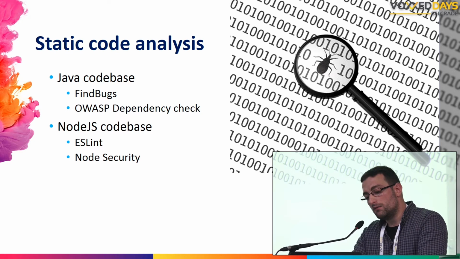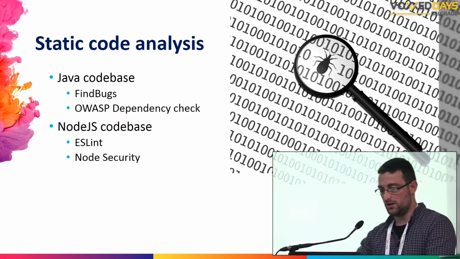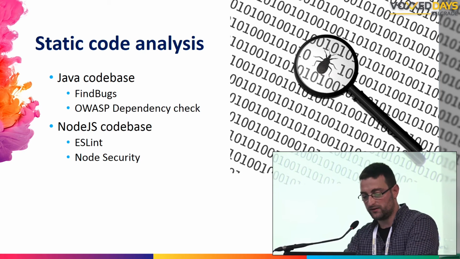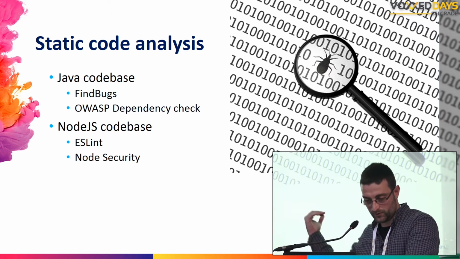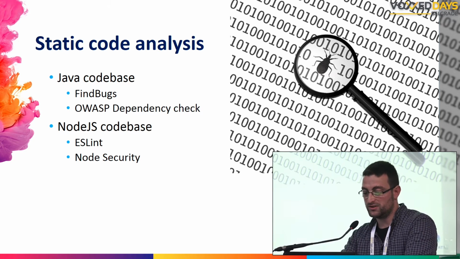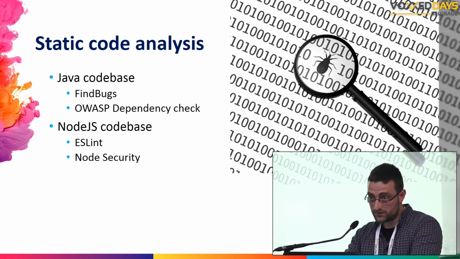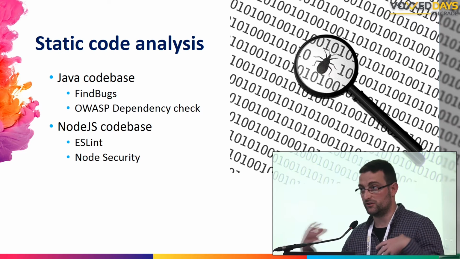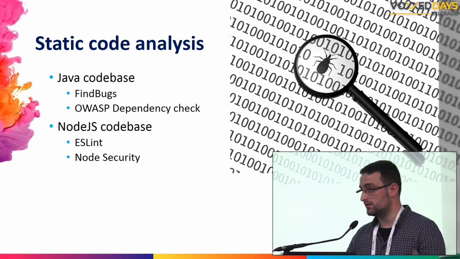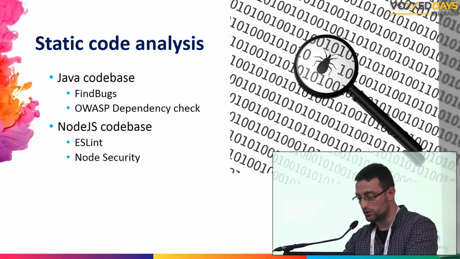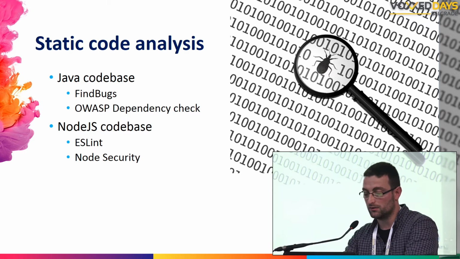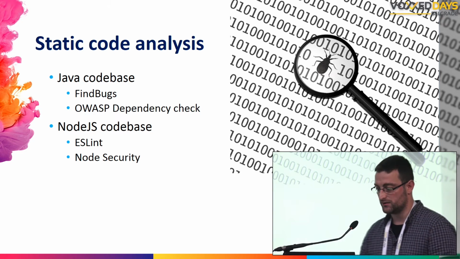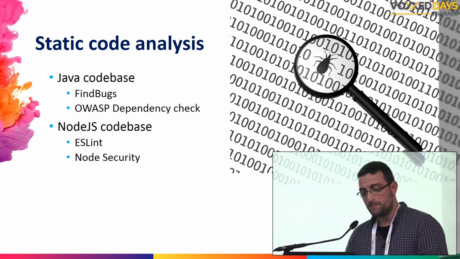The tools you see here, for the Java code base FindBugs and dependency checker from OWASP, and for Node.js ESLint and Node Security, were selected basically because at the time they were free software, and that suited us because we wanted to do this as a tryout. In the end, it turned out they're really good tools, and we kept to them, and they work just as fine as any other commercial tool, at least for us.